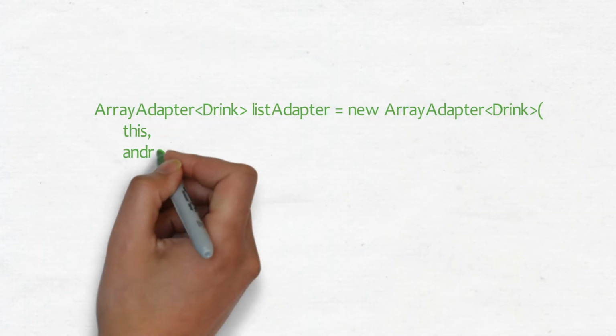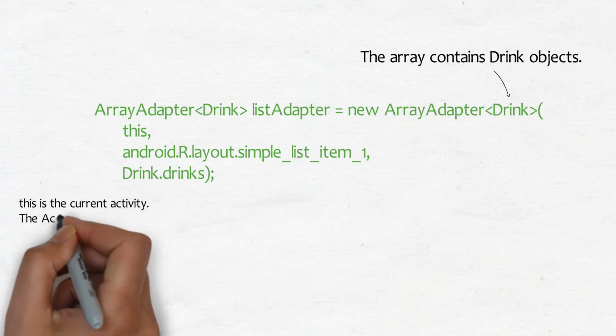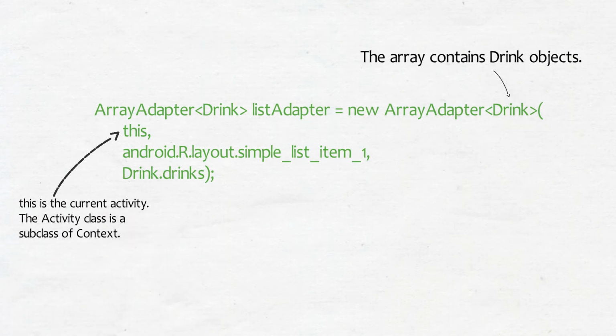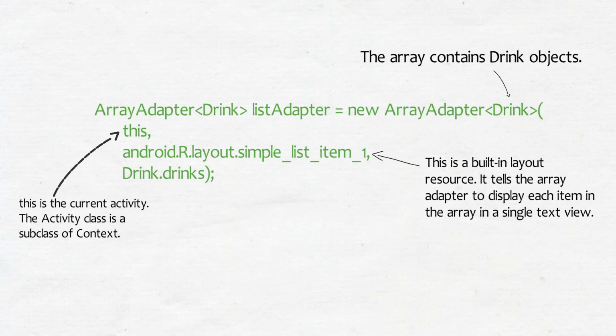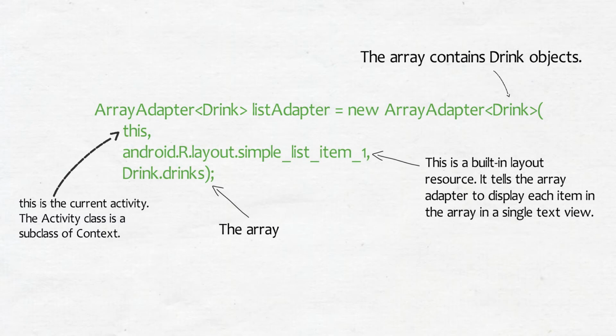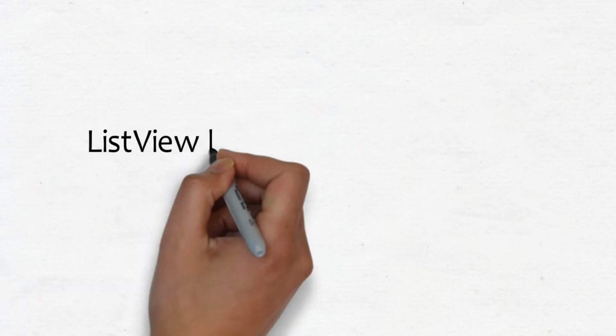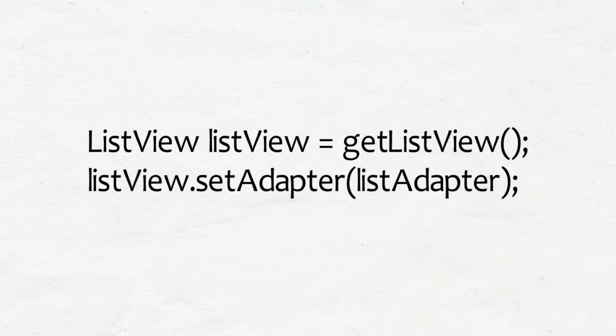You use an ArrayAdapter by initializing the ArrayAdapter and attaching it to the list view. To initialize the ArrayAdapter, you first specify what type of data is contained in the array you want to bind to the list view. You then pass it three parameters: a context, usually the current activity, a layout resource that specifies how to display each item in the array, and the array itself. Here's the code to create an ArrayAdapter that displays drink data from the Drink.drinks array. You then attach the ArrayAdapter to the list view using the ListView setAdapter method.